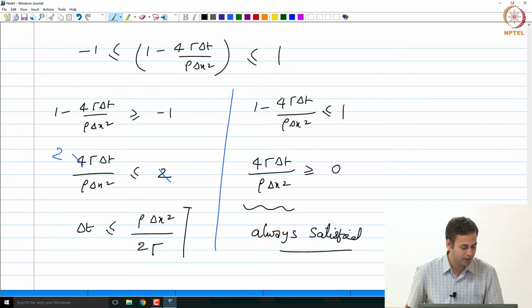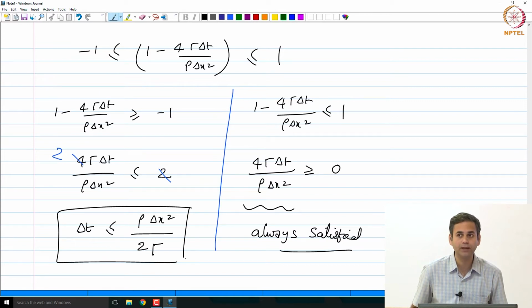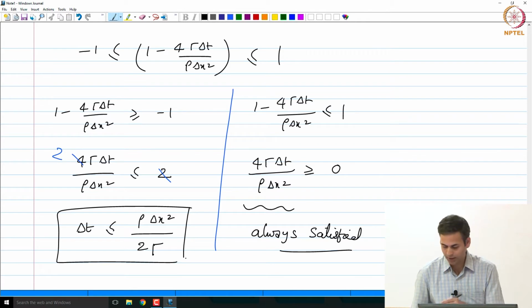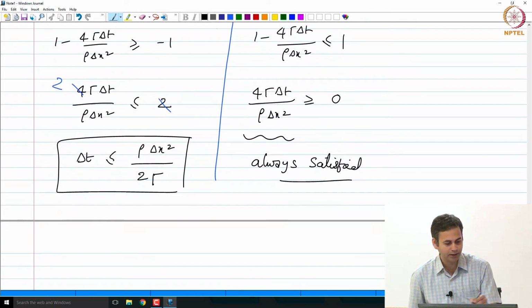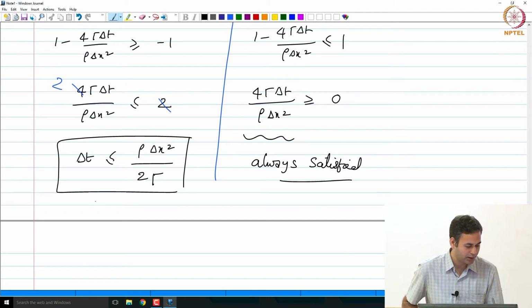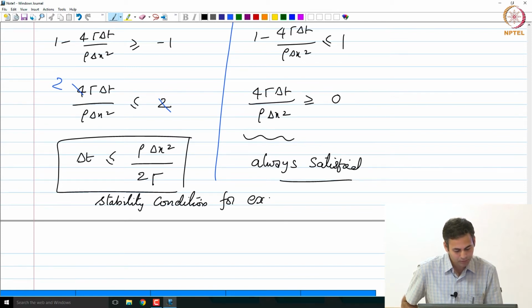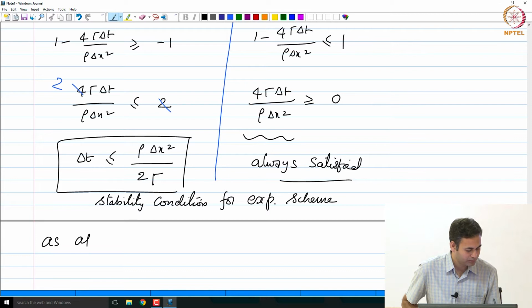What about this one? This is the condition that lets you choose delta t according to the delta x and the density and the diffusion coefficient that you have in the problem, right. So, this is the condition which we have also written down, I think, a while back for the explicit scheme. Okay. So, this is the condition for stability such that the errors do not grow, right. So, this is the stability condition for explicit scheme as applied to unsteady diffusion.